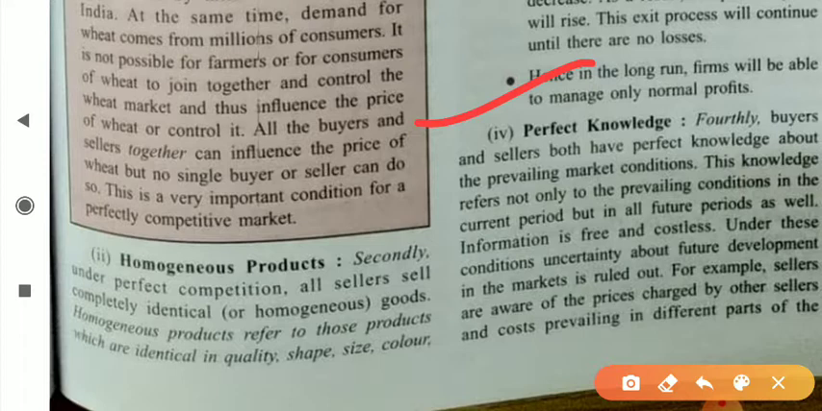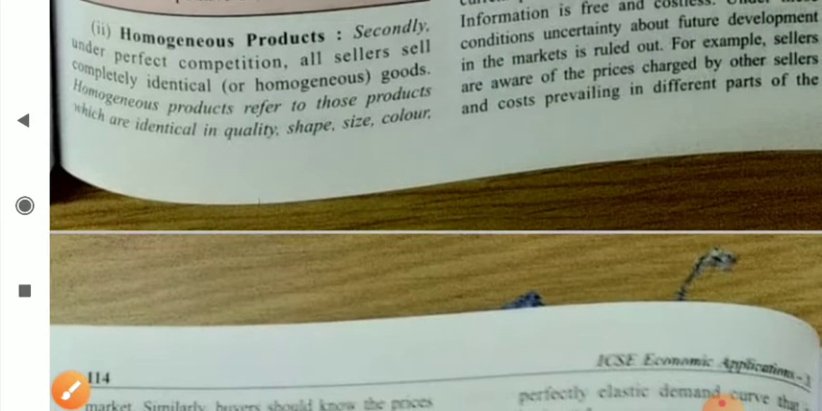Okay, what is the condition of market? So this knowledge refers not only to the prevailing condition in the current period, but in all future periods as well. Okay, dear student, so information is free and costless. Under these conditions, uncertainties about future development in the market are ruled out.